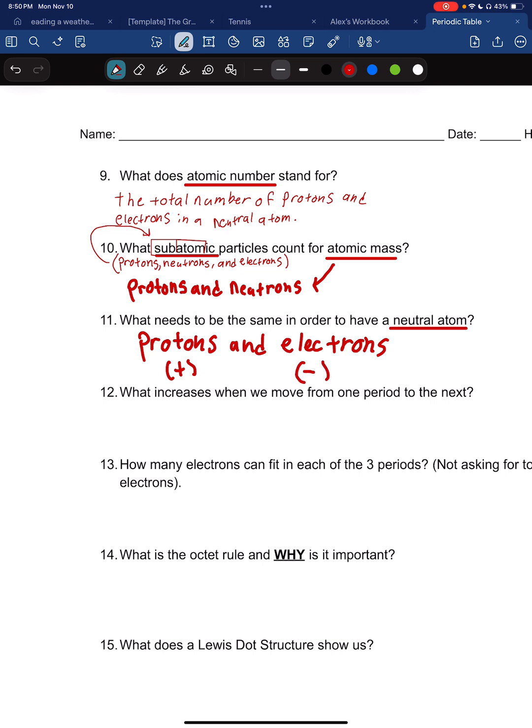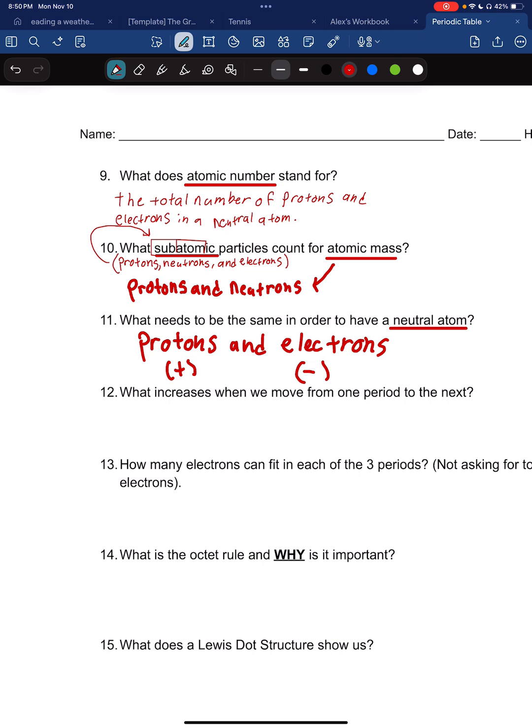Think of it as if you have $3 and you buy a candy bar that costs also $3. Well, you end up with zero, or neutral, or nothing, right? So that's what it's talking about. You need to have the same number of protons and electrons. That's why, when we're looking at our periodic table, the atomic number tells you how many protons and electrons are in a neutral atom.